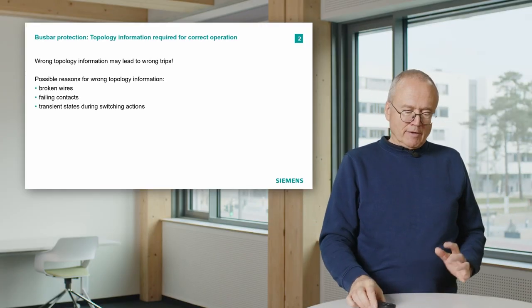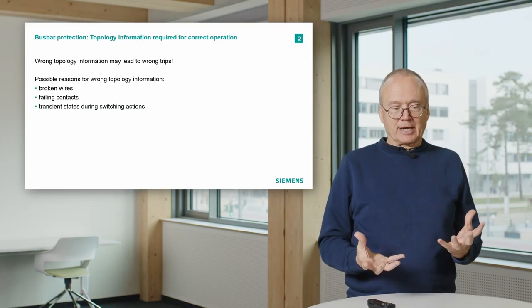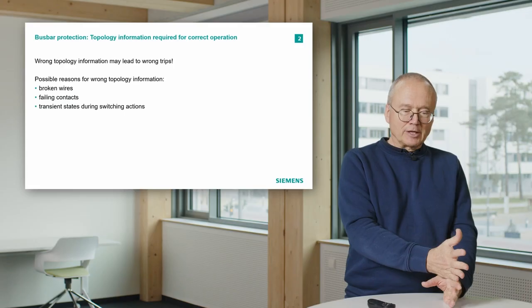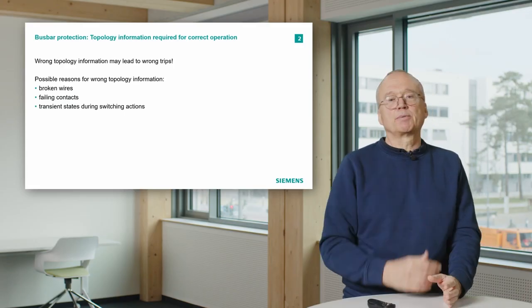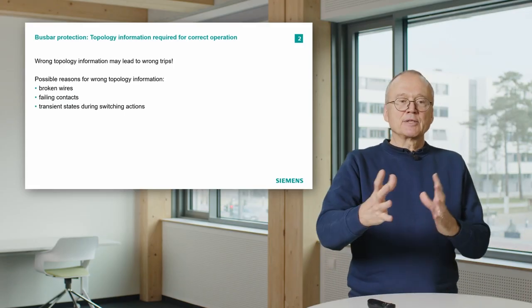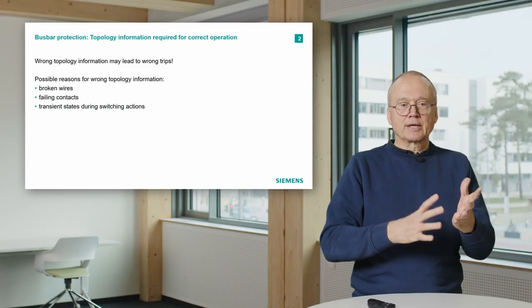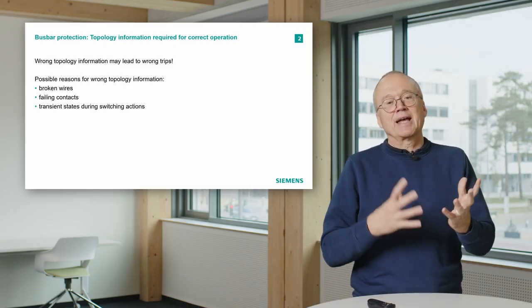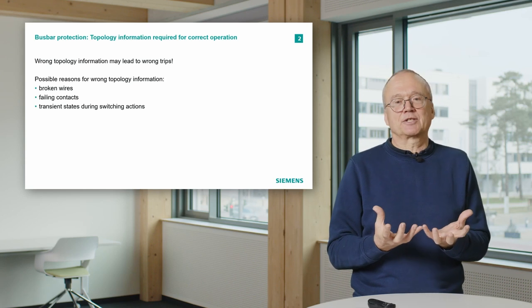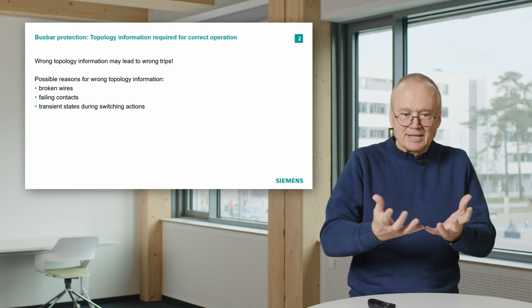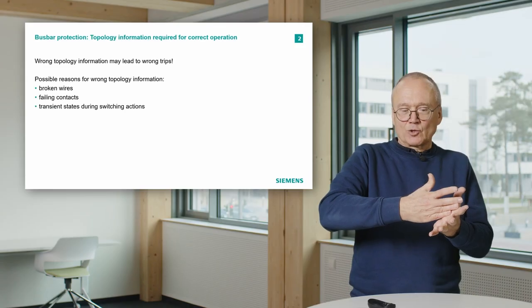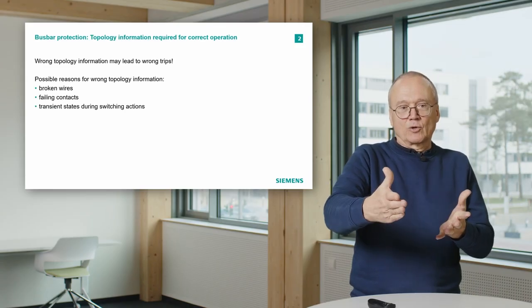And we also have sometimes switching actions. For instance, maybe we want to change one feeder from the green busbar to the purple busbar. And that means we start operating circuit breakers and isolators to do these transitions. And that means we have intermediate states.